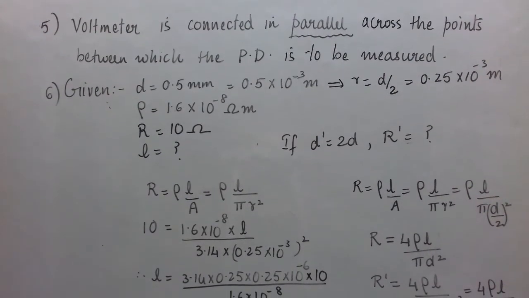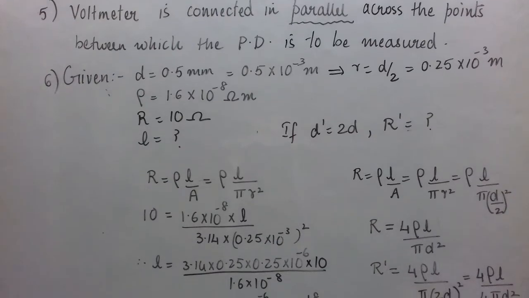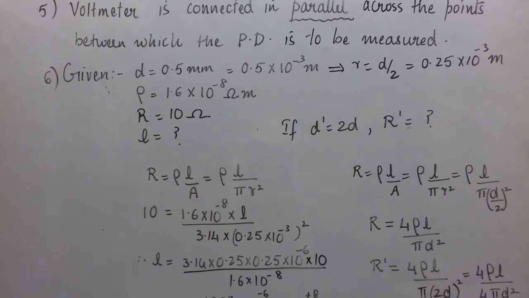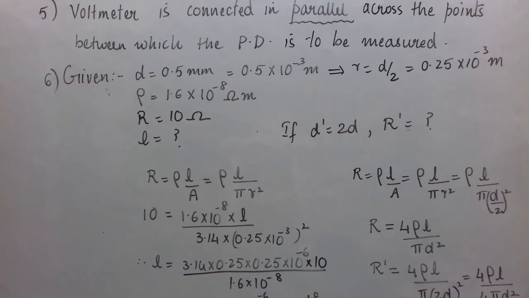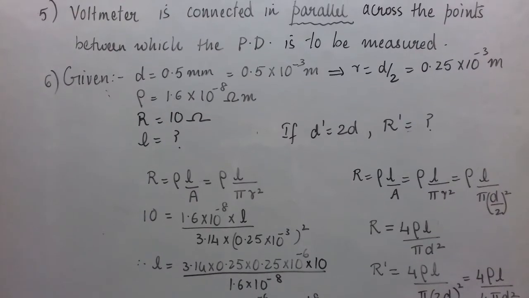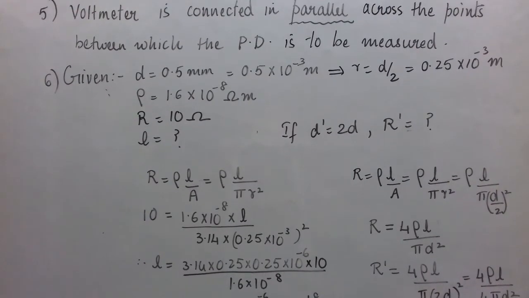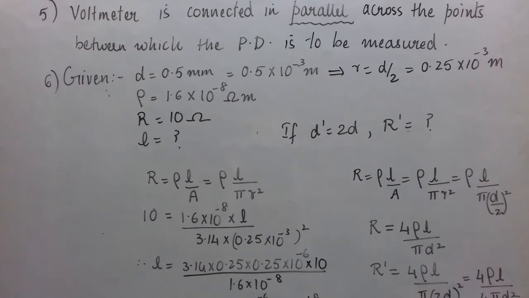Okay, so now I'll read the 6th question. It's a numerical. A copper wire has diameter 0.5 millimeter and resistivity of 1.6 into 10 raised to minus 8 ohm meter. What will be the length of this wire to make its resistance 10 ohms? How much does the resistance change if the diameter is doubled?